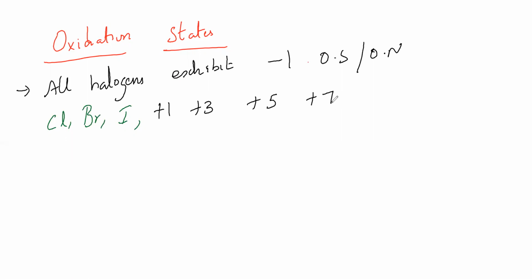To understand this, I'll try to draw the hybridization. Even if I'm not drawing the hybridization, I will try to draw the energy levels, the ns, np and nd, so that you will clearly understand. I'm mainly going to deal with +1, +3, +5 and +7.